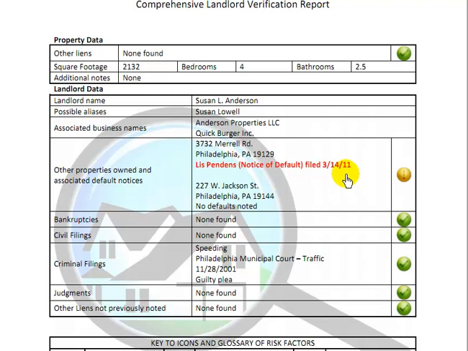We don't consider that a high risk. It's not something that necessarily affects our property, but what it tells us is that she potentially is in some financial difficulty. That earns a potential risk factor, yellow exclamation point. What's the problem with that?